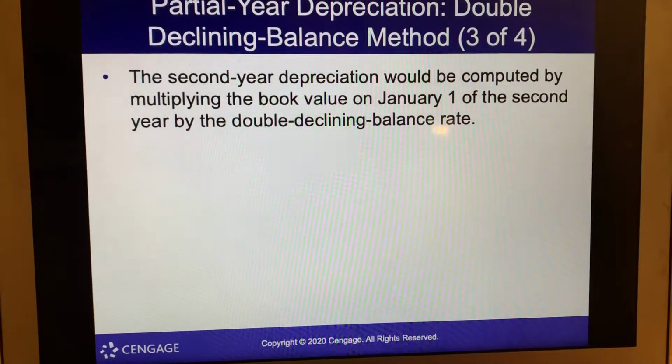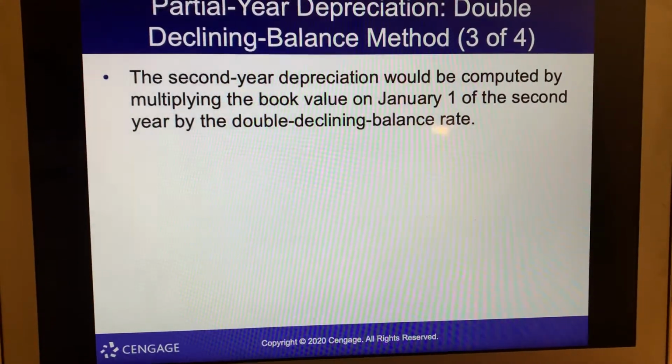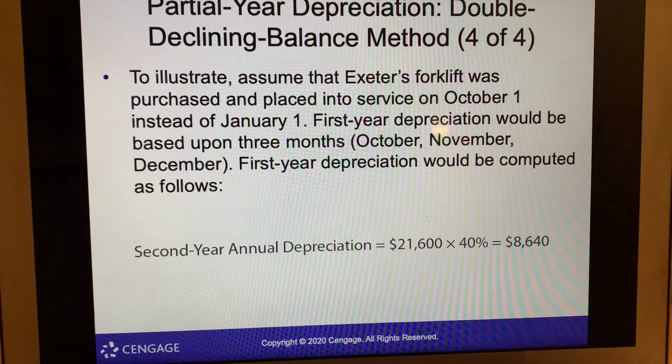The second year depreciation would be computed by multiplying the book value on January 1 of the second year by the double declining balance rate. So 21,600 times 40% equals 86,400.